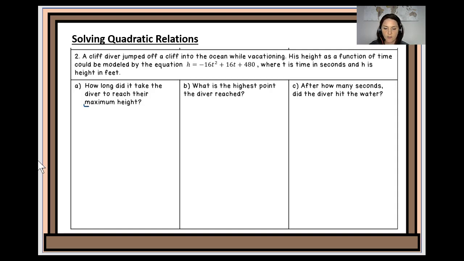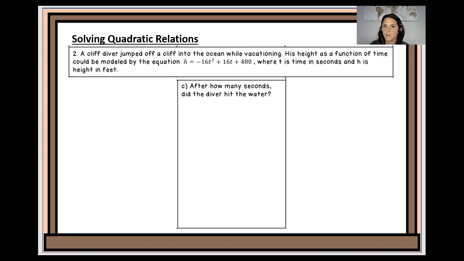So maximum height, so for A, that means I'm looking for the vertex. B, what is the highest point the diver reached? So again, that's the vertex. And C, after how many seconds will the diver hit the water? So that's our zeros. So I'm actually going to start with part C when I'm solving this because I'm going to use the zeros to help me figure out the vertex anyway. So let's go ahead and do part C first.